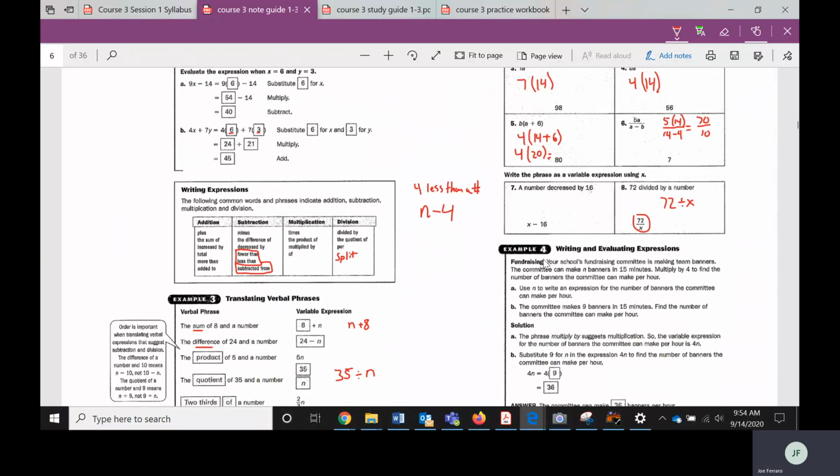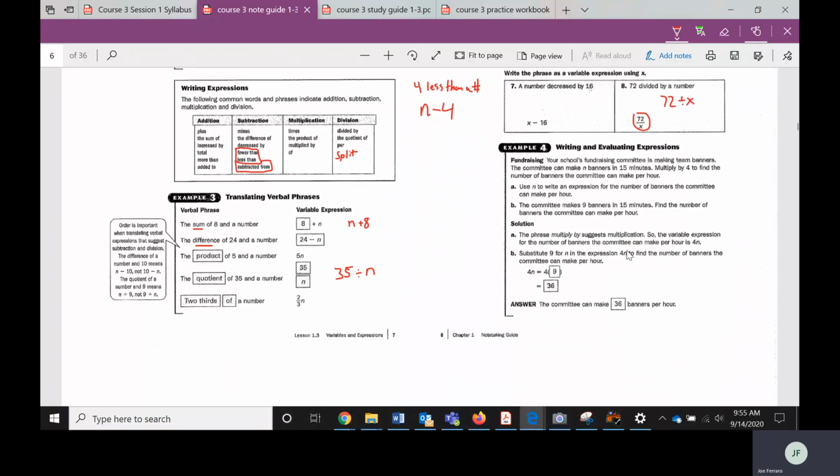Number 7 and 8, just writing an expression. So a number decreased by 16, decreased by is a subtraction. So x minus 16. 8, 72 divided by a number. So generally in algebra, they write it as a fraction like this. This would also be correct.